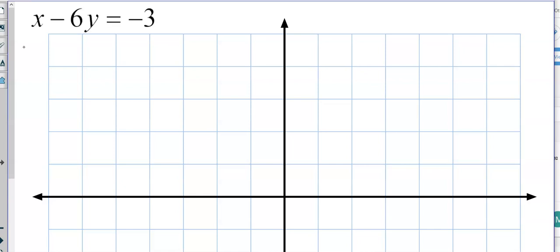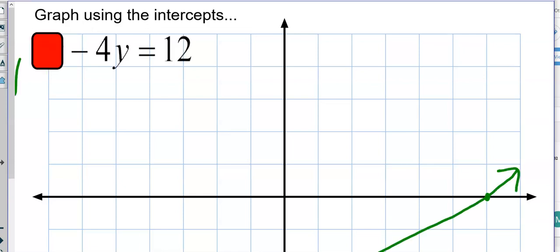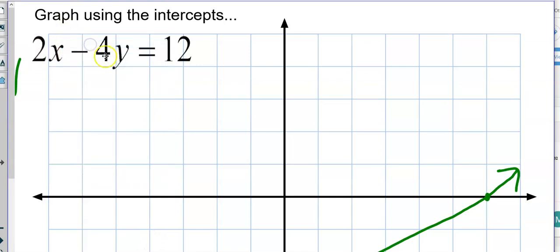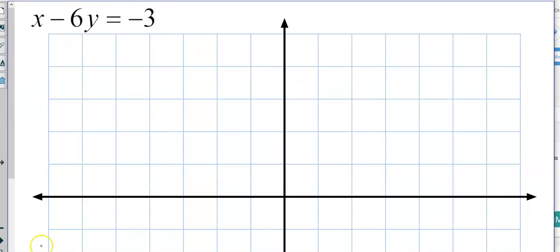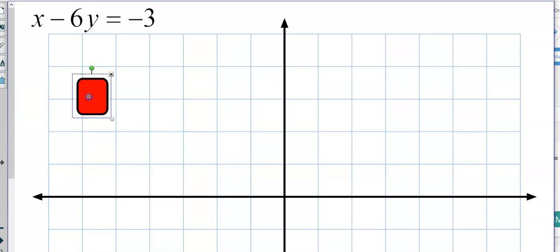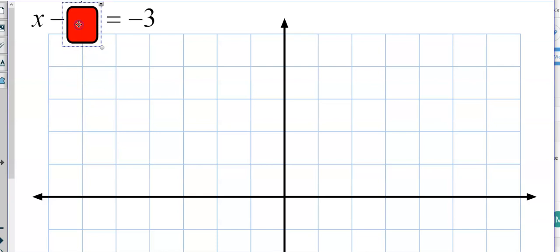We're just doing lots and lots of graphing. Let's do that cover-up method again. Let me go back and grab that thing here. Let's see if I can paste it. All right, okay. So I'm going to cover that up. So it looks like x equals negative 3. So I'm going to plot that point right here.